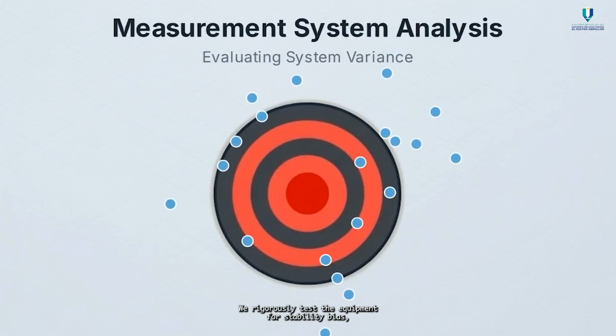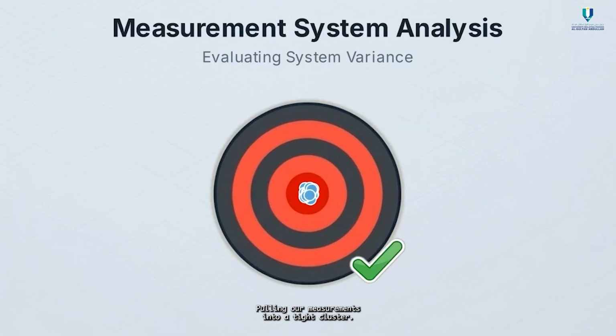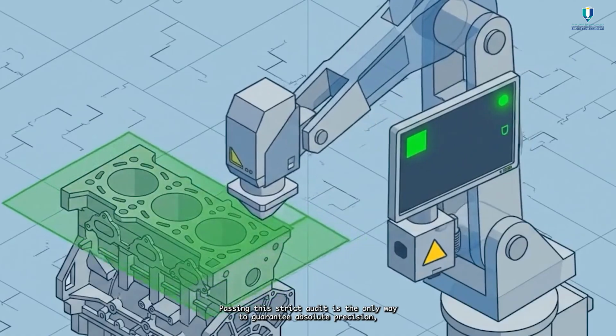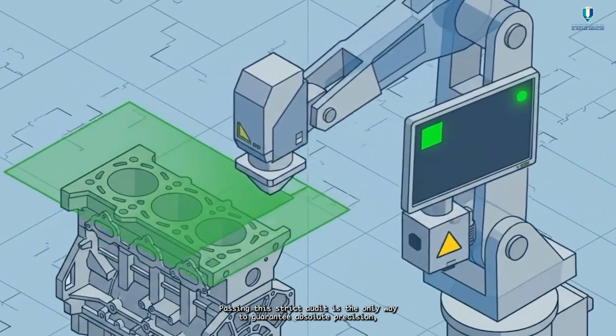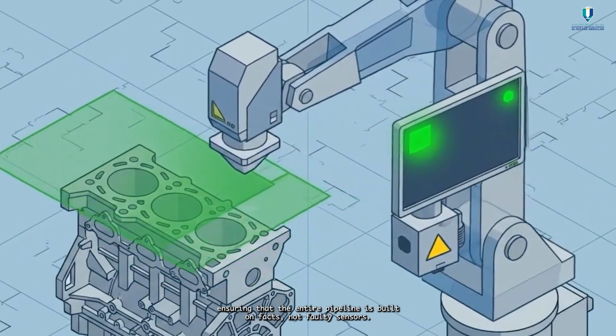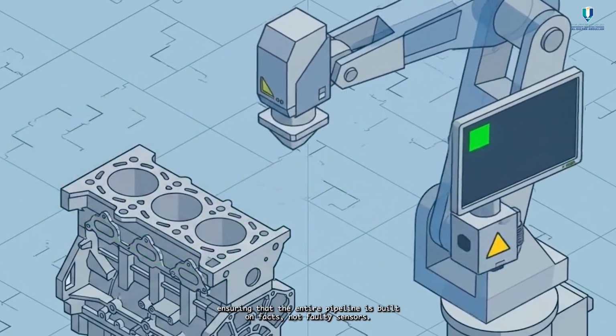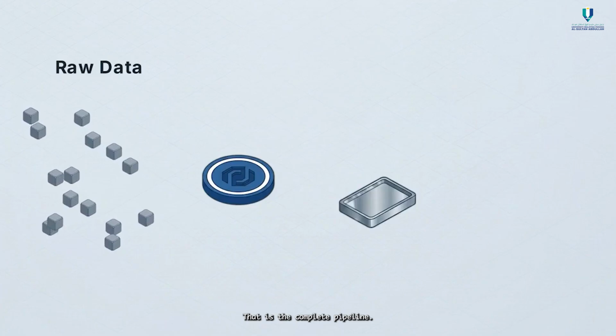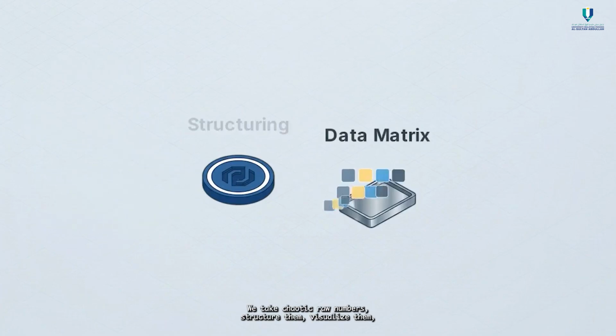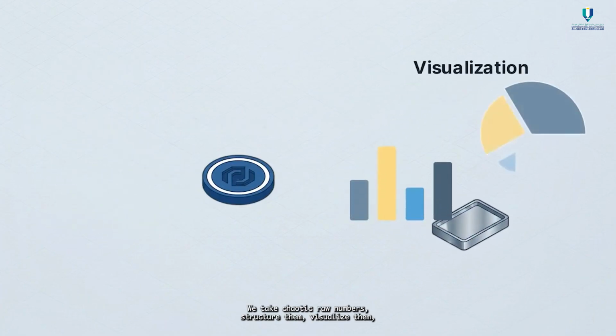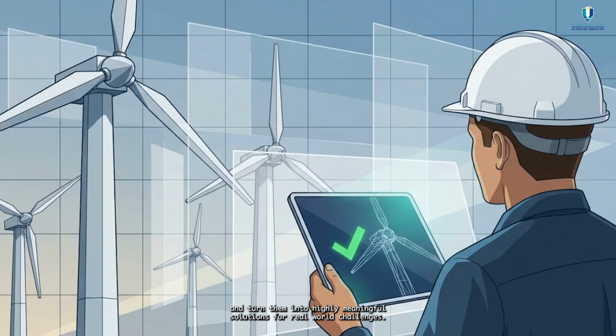We rigorously test the equipment for stability, bias, linearity, repeatability, and reproducibility to ensure that the gauge itself is giving us true, accurate numbers, pulling our measurements into a tight cluster. Passing this strict audit is the only way to guarantee absolute precision, ensuring that the entire pipeline is built on facts, not faulty sensors. That is the complete pipeline. We take chaotic, raw numbers, structure them, visualize them, and turn them into highly meaningful solutions for real-world challenges.